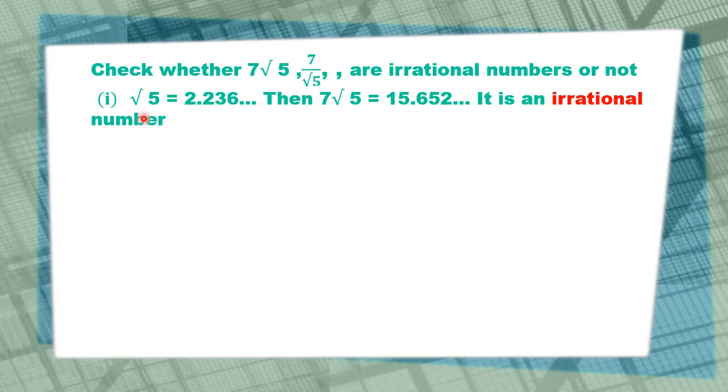So, when we know the value of root 5, what will be the value of 7 root 5? Multiply the value of root 5, which is 2.236 and so on, with 7. On multiplying this value with 7, we will get a number something like this, 15.652 and so on. As you can see, it is a non-terminating and non-recurring decimal expansion. Therefore, it is an irrational number.